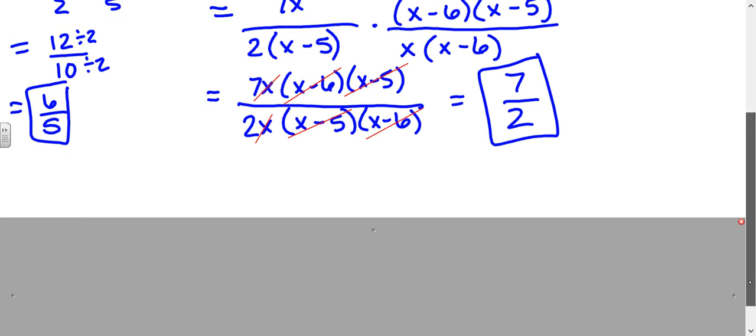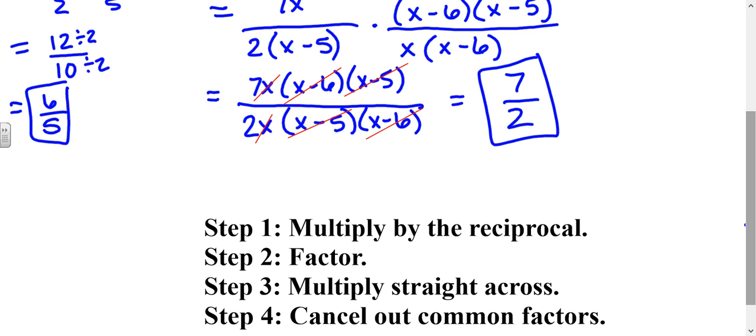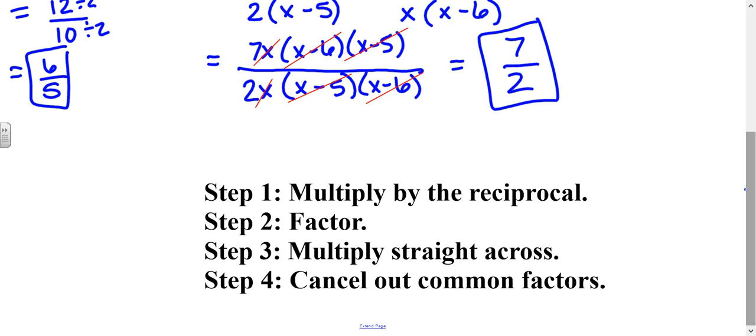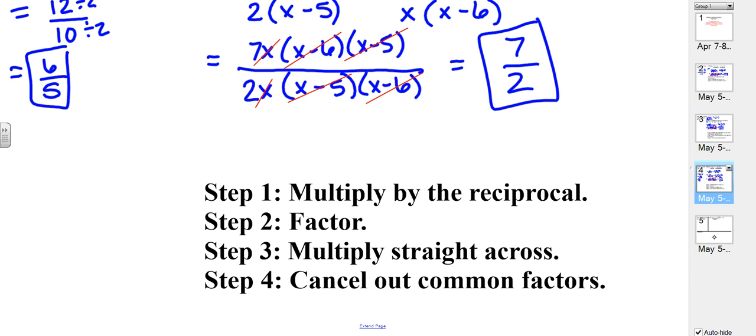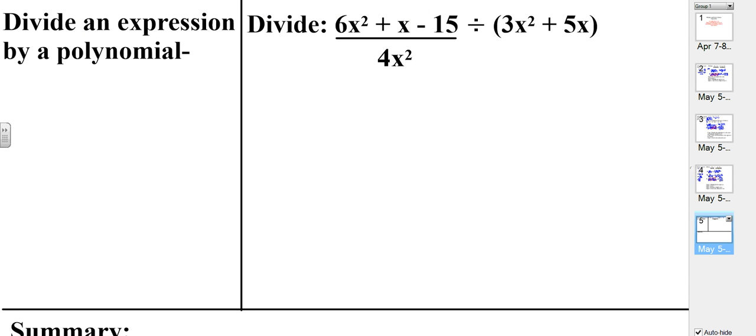Okay, so to recap that, what I did was at first I changed to multiply by the reciprocal. Then we factored. And we multiplied straight across, and then we canceled out common factors. So it was the same steps as before. The only thing we added was that we multiplied by the reciprocal because it was a division problem. All right, one more example and then we're finished.